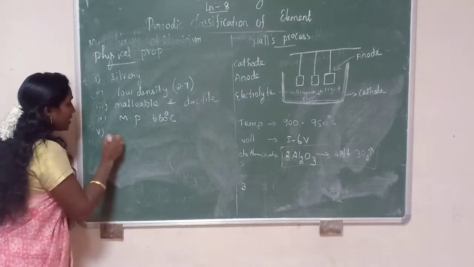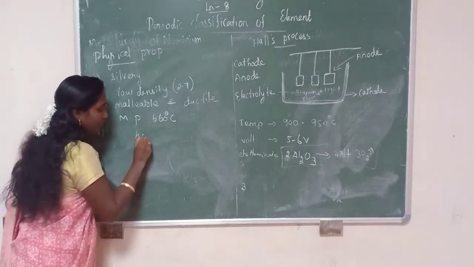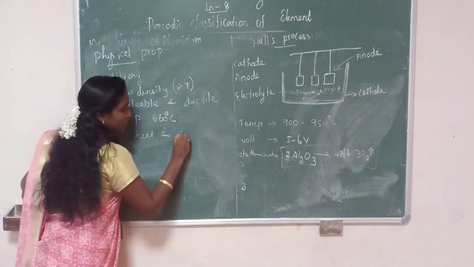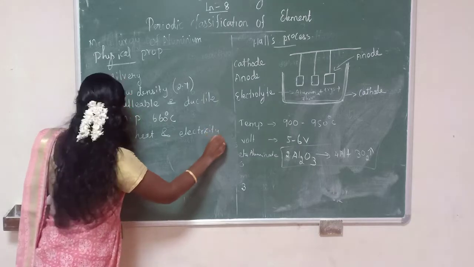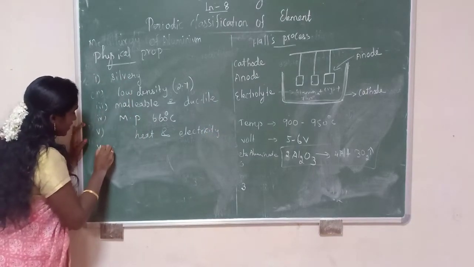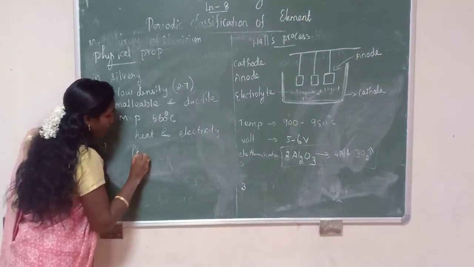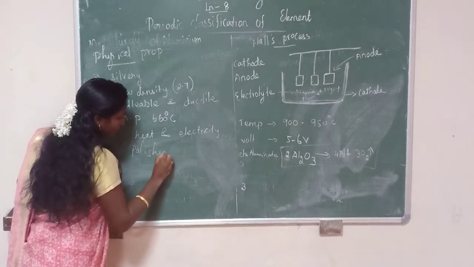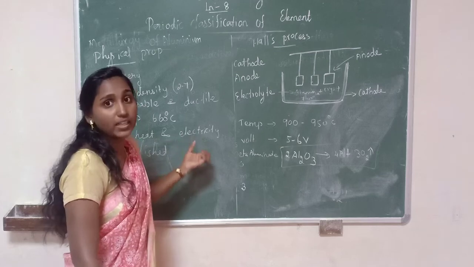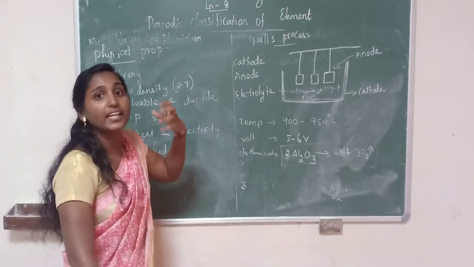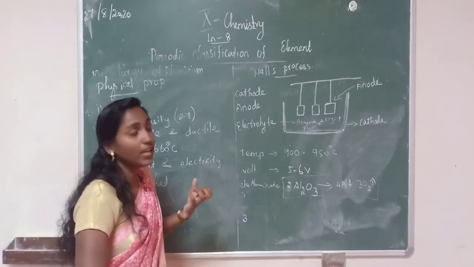Then fifth point, it is a good conductor of heat and electricity. Then next point, aluminium can be polished, and when we look at it, it will have a shiny appearance.